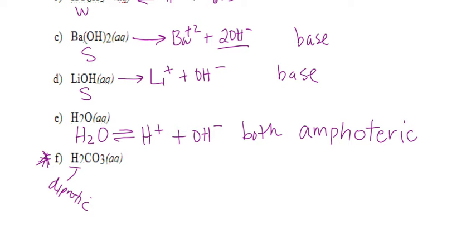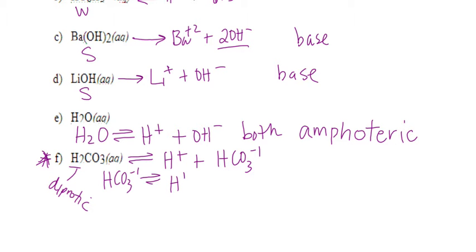But this is weak because it's carbon containing, right? And it doesn't have two or more O's and H's. So we're going to only lose one H at a time, making H plus and HCO3 minus 1. And then a second reaction is going to occur where we get HCO3 minus 1, and it's going to make H plus what? CO3 minus 2.